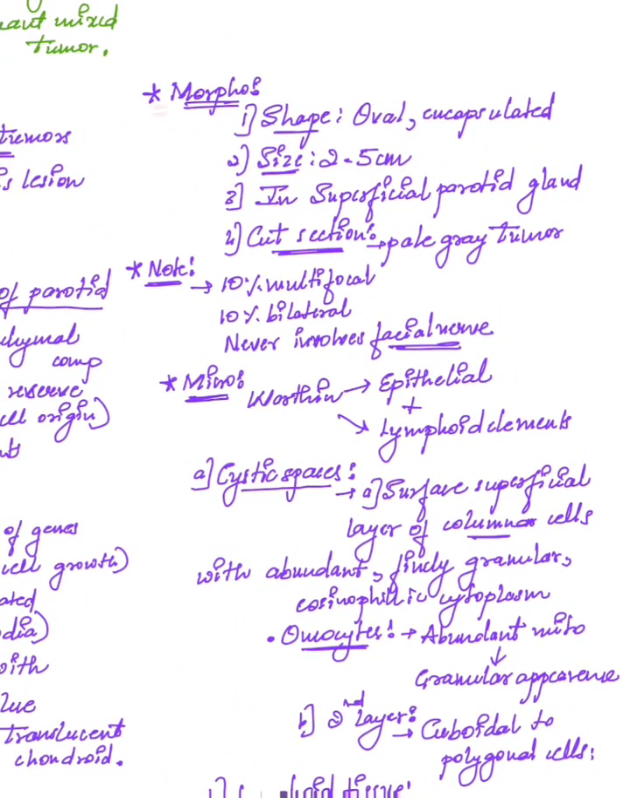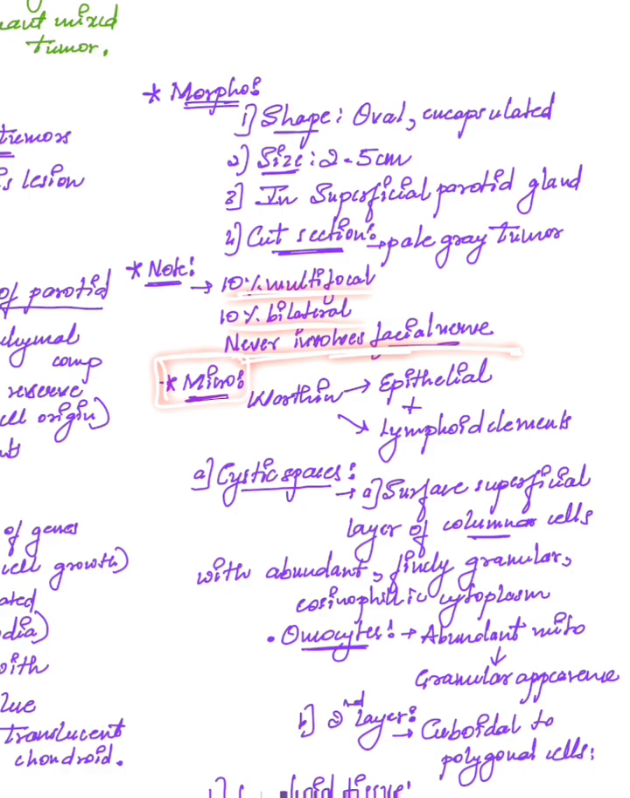Coming to the morphology of Warthin's tumor, the shape may be oval and encapsulated. The size may be around 2 to 5 centimeters. It is mainly seen in the superficial parotid gland. On cut section, we can see a pale gray tumor appearance. Note that this tumor is 10% multifocal and 10% bilateral. It never involves the facial nerve.